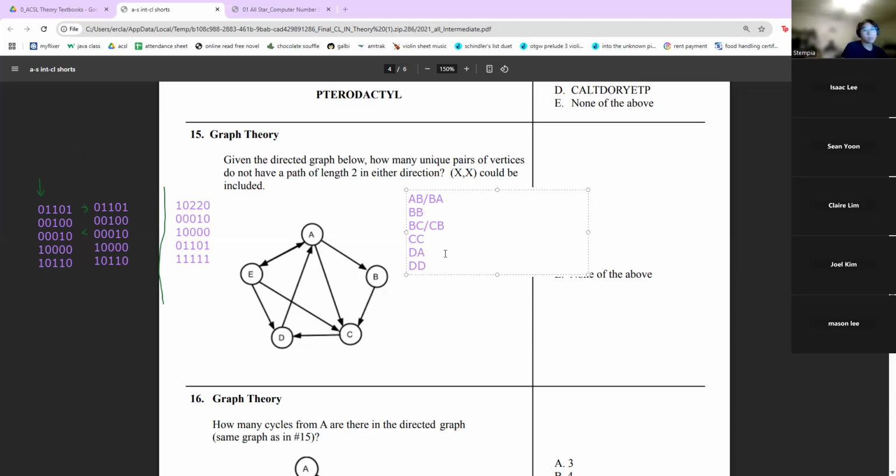We have a DA, but we have no AD, so we're also going to get rid of that one. Our final one is a DD, but because that one starts and ends at the same place, that one's perfectly fine. That leaves us with a total of 5 different pairs of vertices that don't have a path length of 2 in either direction. The answer to this is going to be C.